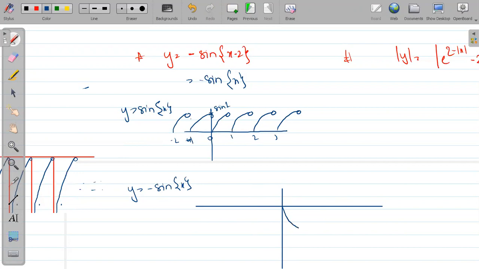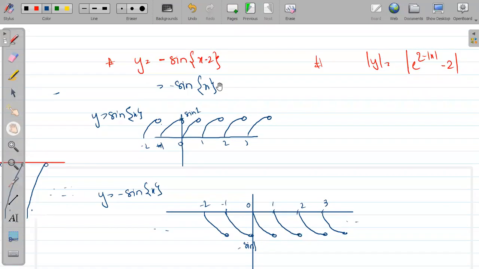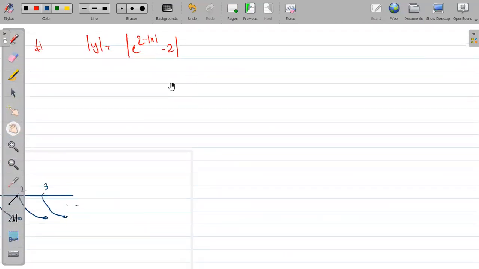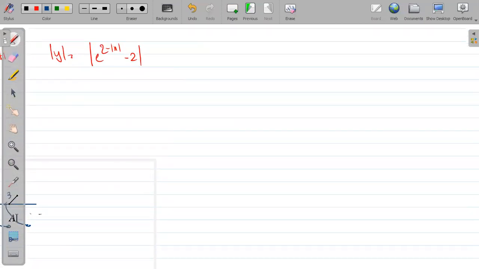Nothing, it will come like this. This is minus 1, minus 2, 0, 1, 2, 3, and this is minus sine of 1. Never ending graphs, because it's a periodic function. Now let's try to draw this one. This is a good question. Let's try to do it.